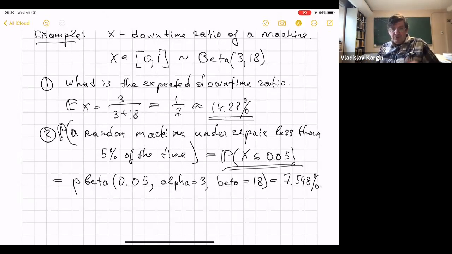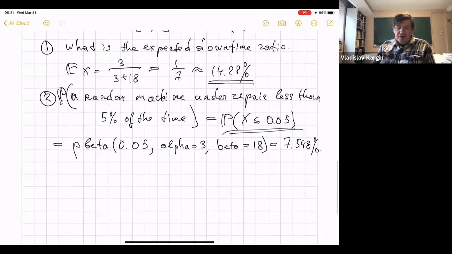And so now, here's the 5%. It's the downtime ratio, the percentage of the time that the machine is under repair. 7% is the probability that the randomly chosen machine has a downtime ratio which is smaller than this 5%.